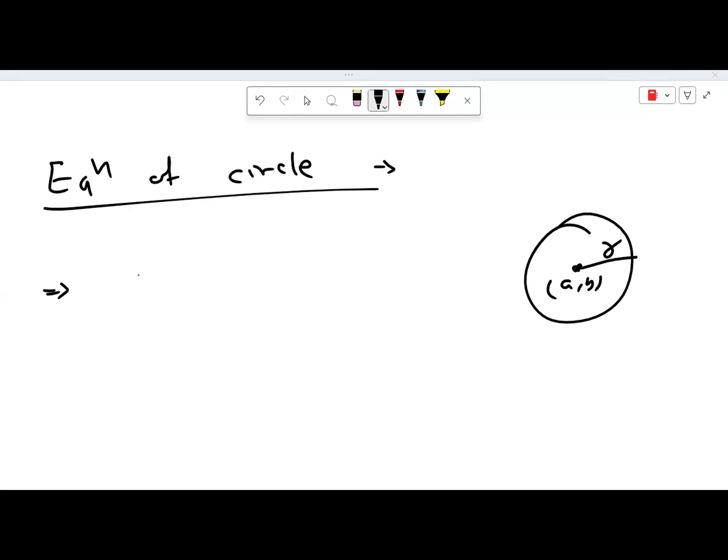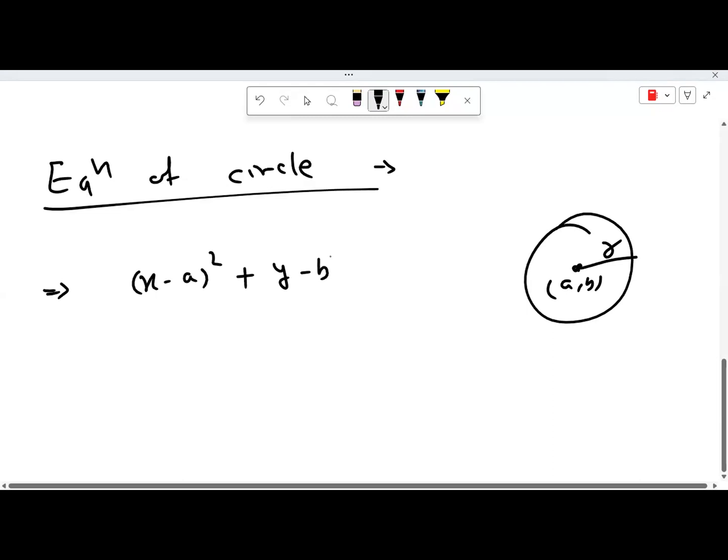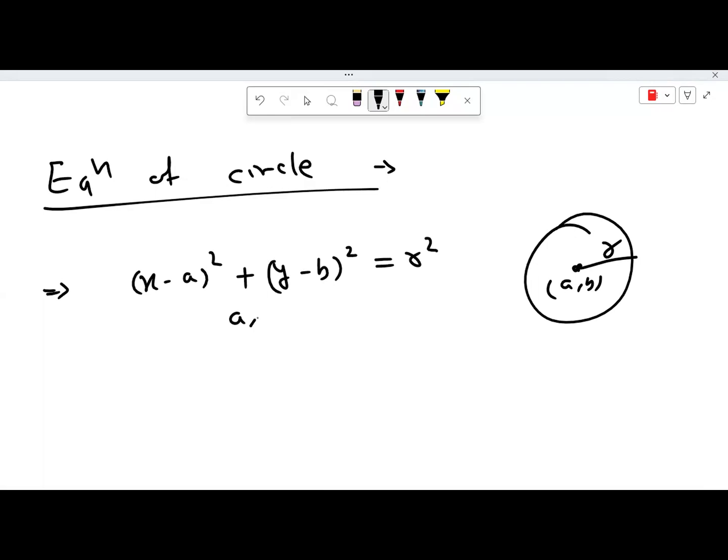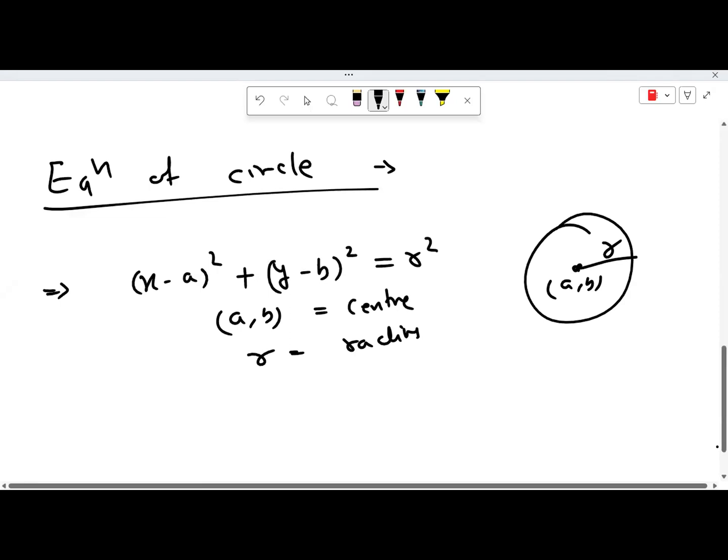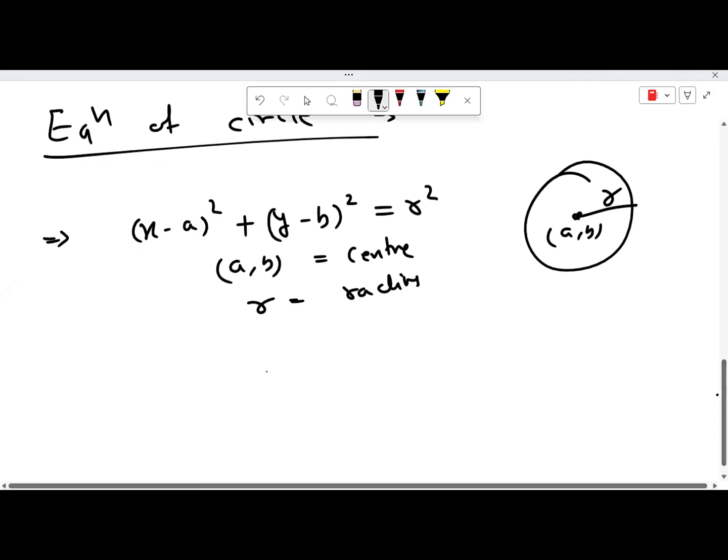The equation of this circle is (x minus a) whole square plus (y minus b) whole square equals r square, where a comma b is the center and r is the radius. Remember this, whenever you have center and radius, you can find the equation of a circle. All right? Yes, sir. Note it down.